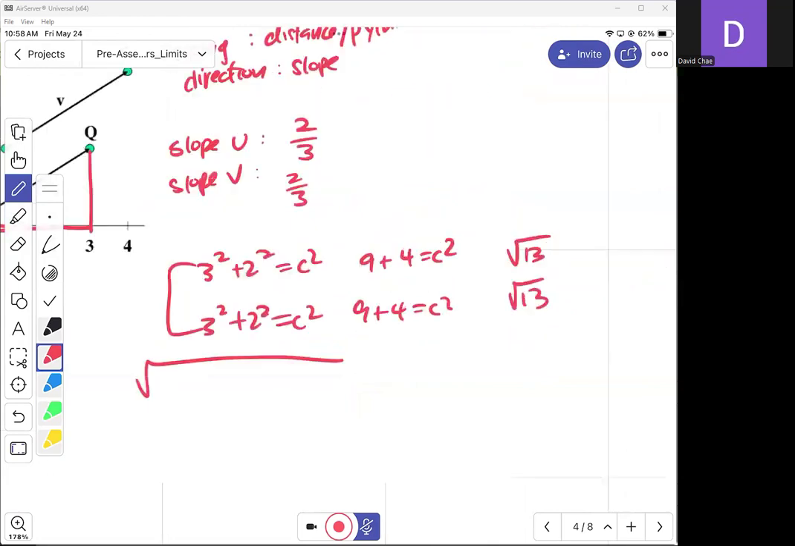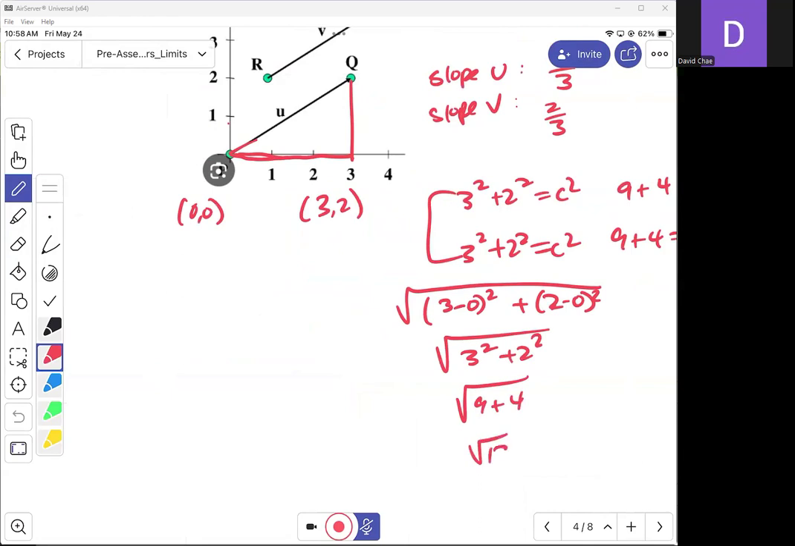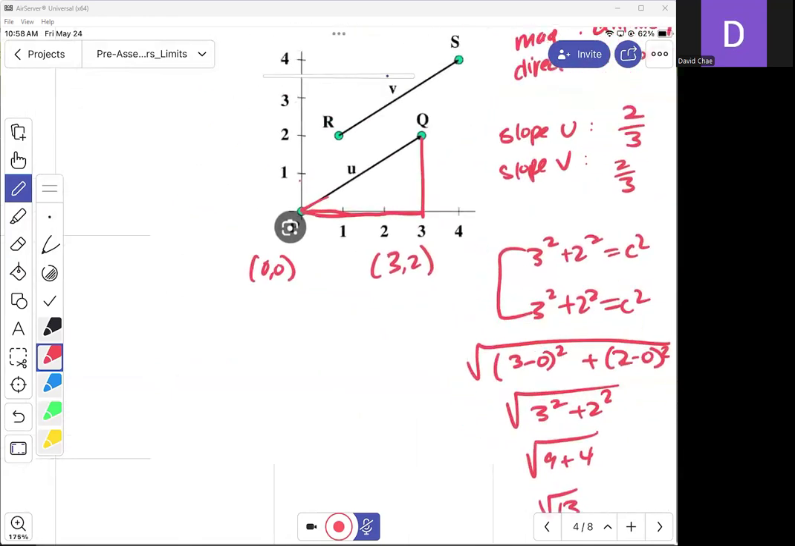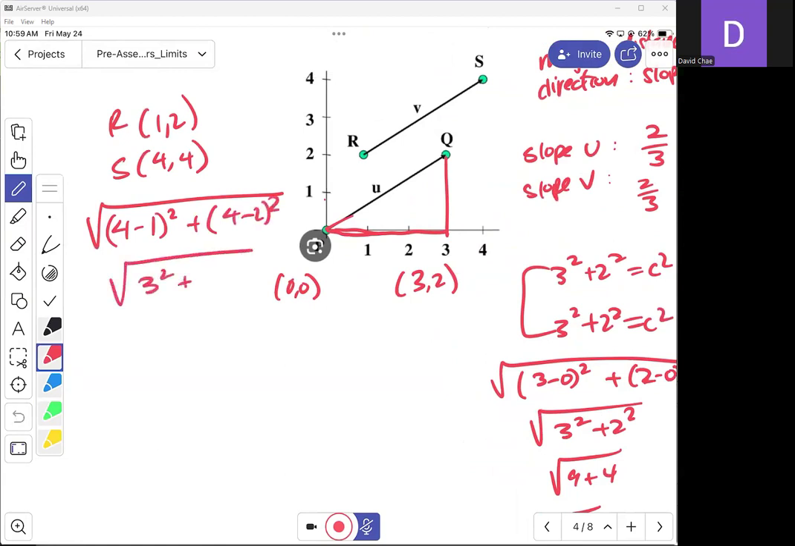You could also get the points. So this is 0, 0, and this is 3, 2. So it would be 3 minus 0 squared plus 2 minus 0 squared. That comes out to 3 squared plus 2 squared, which is 9 plus 4, which is also radical 13. And then this is R, 1, 2, and that is 4, 4. So you get the square root of 4 minus 1 squared plus 4 minus 2 squared, which is 3 squared plus 2 squared, which is 9 plus 4, which is also radical 13.